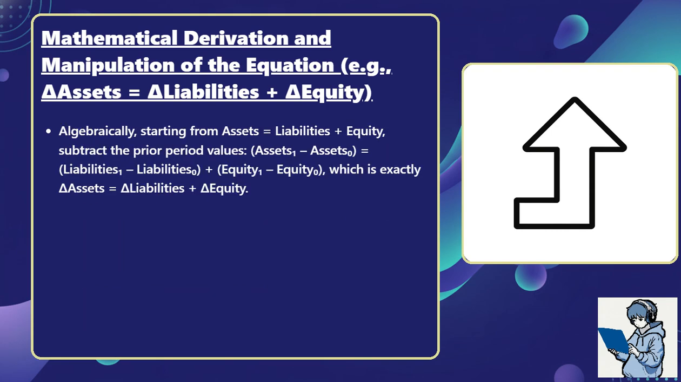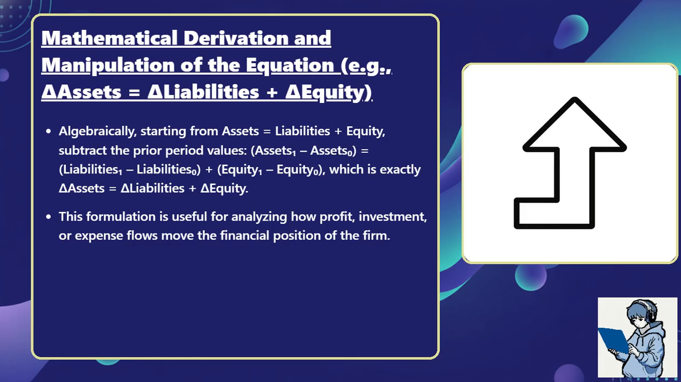Algebraically, starting from assets equals liabilities plus equity, subtract the prior period values. Assets 1 minus assets 0 equals liabilities 1 minus liabilities 0 plus equity 1 minus equity 0, which is exactly delta assets equals delta liabilities plus delta equity. This formulation is useful for analyzing how profit, investment, or expense flows move the financial position of the firm.